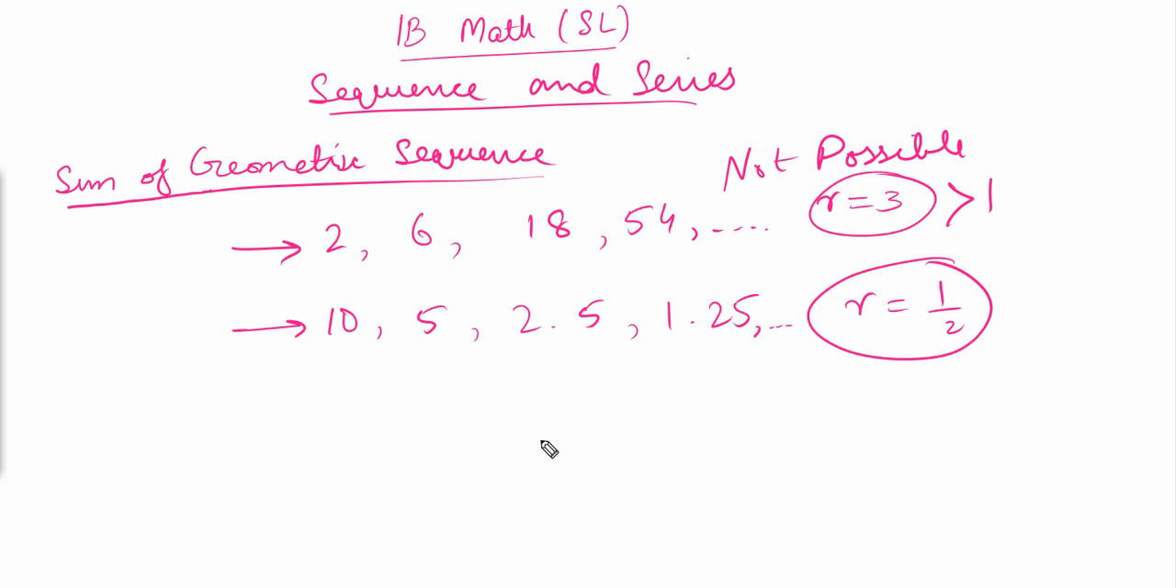Now if the common ratio is less than 1, for example in this one the common ratio is less than 1, then this type of sequence is possible. The sum of this sequence is possible, and for such a sequence we use this formula: S of n equals a1 over 1 minus r. So we need the first term and the common ratio. In this way we can work out the sum of a geometric sequence.